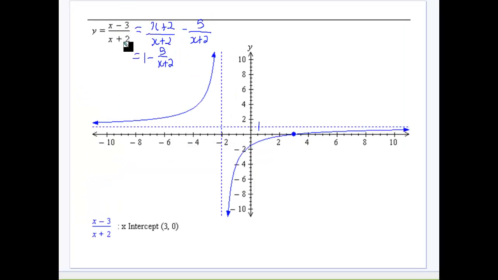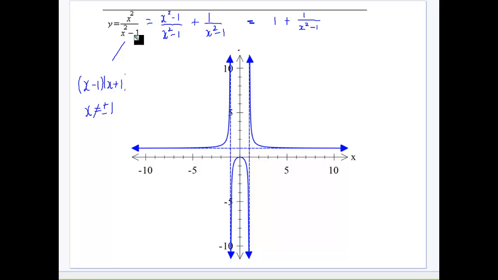For x minus 3 on x plus 2, again, decompose it to get 1 minus 5 on x plus 2. We're able to draw up minus 5 on x plus 2 and shift it up 1 unit.